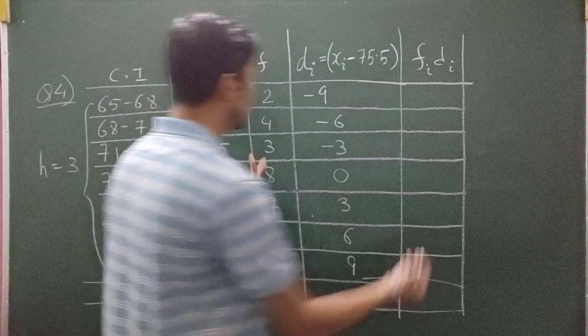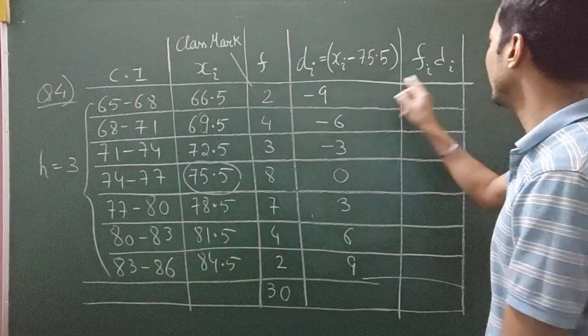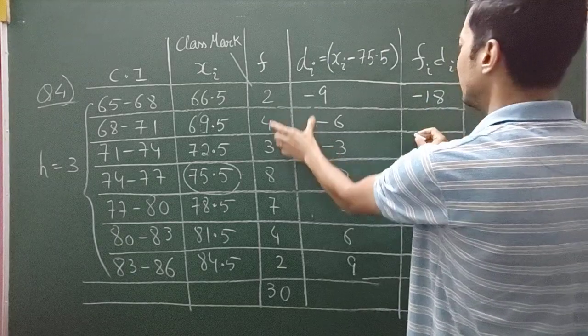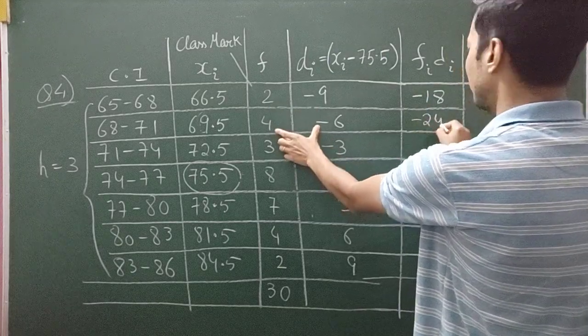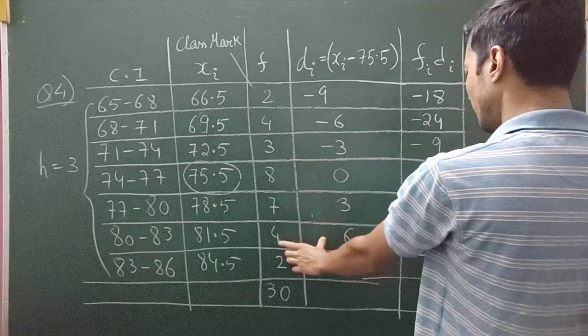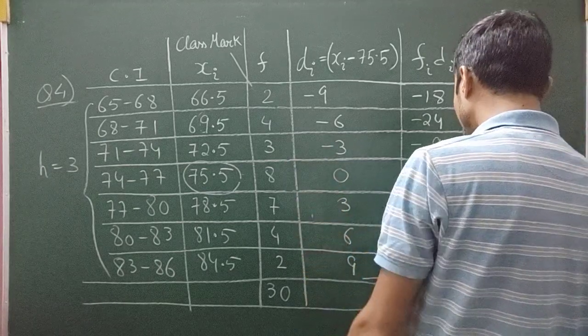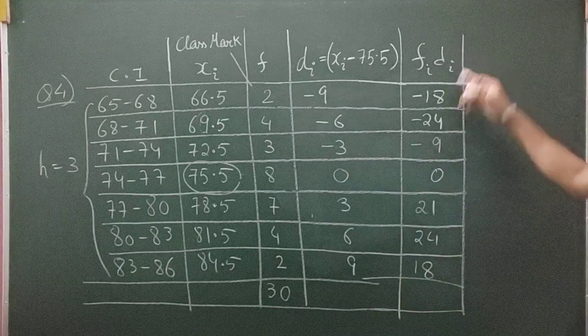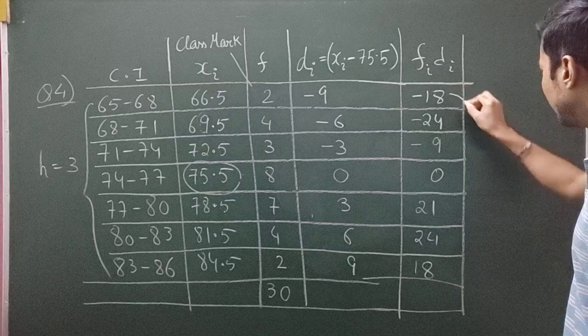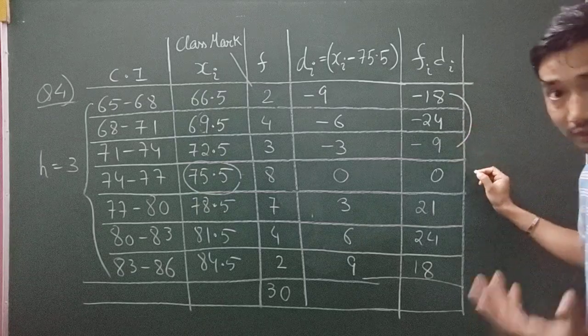Right? Next is simple. After that, we just multiply f into d. So 2 into minus 9, 18, 4 6s are 24, minus 3 3s are 9, 0, 7 3s are 21, 4 6s are 24, 2 9s are 18. Now let's get the total of this. For this also, first add all the negative values. That will be easy for you to calculate.